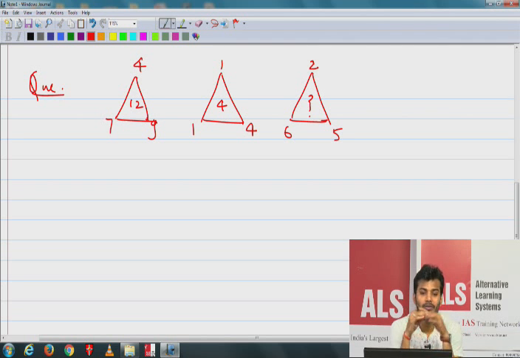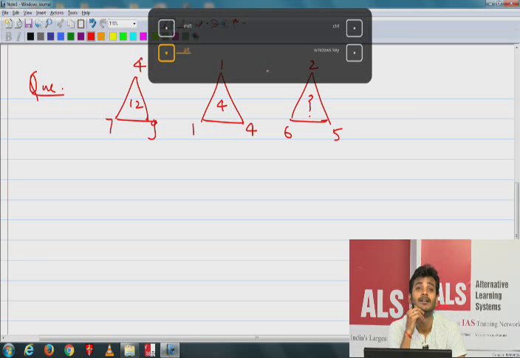So how do we actually solve this kind of puzzle? How do we solve this kind of puzzle? Any hint? Anyone? Anyone out of 13?